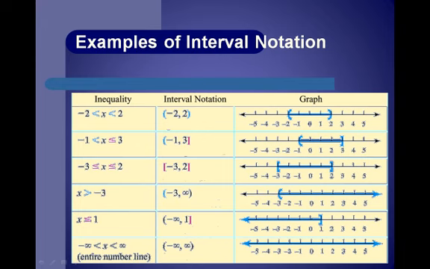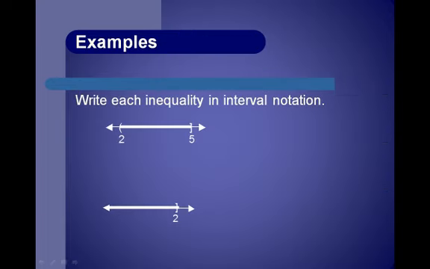Notice the third example, they were both or equal to's, so we've got both brackets when we talk about interval notation and the graph. Notice on the fourth example, it's all numbers greater than negative 3, which means the graph goes off to the right, so your interval notation is going to end with the infinity. The next example, because it's less than and the graph is going off to the left, the interval starts with negative infinity and then goes up to that point. Let's do some examples.